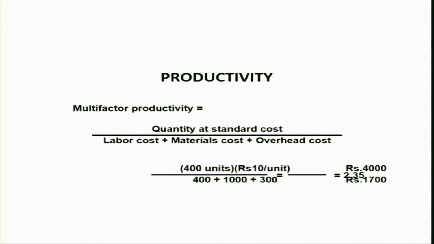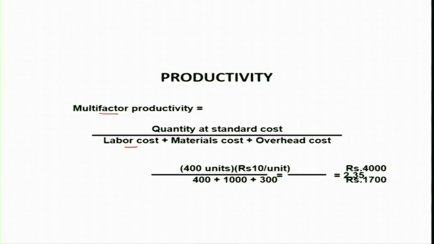Then in the previous slide we have seen only one factor as input, that is labor cost, but I can have multi-factor productivity measurement also, where rather than taking only one factor as labor, I can take other components of cost also, like material cost, like overhead cost also I can include in my denominator. So, that is called multi-factor productivity.